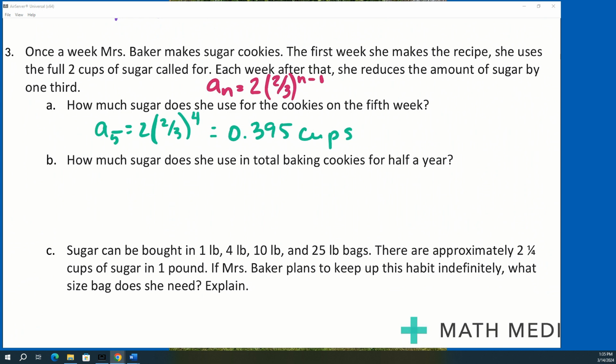All right, and then how much sugar does she use in total baking the cookies for half a year? So this problem is all in weeks. So how many weeks is a half of a year? There's 52 weeks in a regular year. 26 weeks. So n is going to be 26. Are we finding the 26th term, or are we finding the sum of 26 terms? We're finding the sum. Good job, guys.